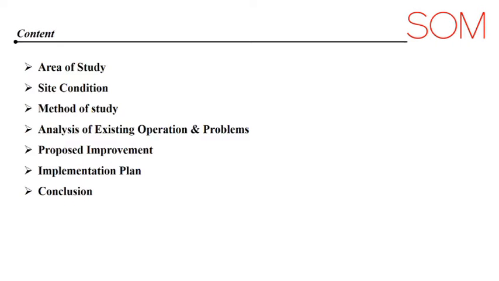Hello ladies and gentlemen, this is the Productivity Improvement Study presentation from SOM. The coming presentation is going to cover 7 different aspects as follows: area of study, set condition, method of study, analysis of existing operation and problems, improvement proposals, and how they are going to be implemented, as well as finally the conclusion part.